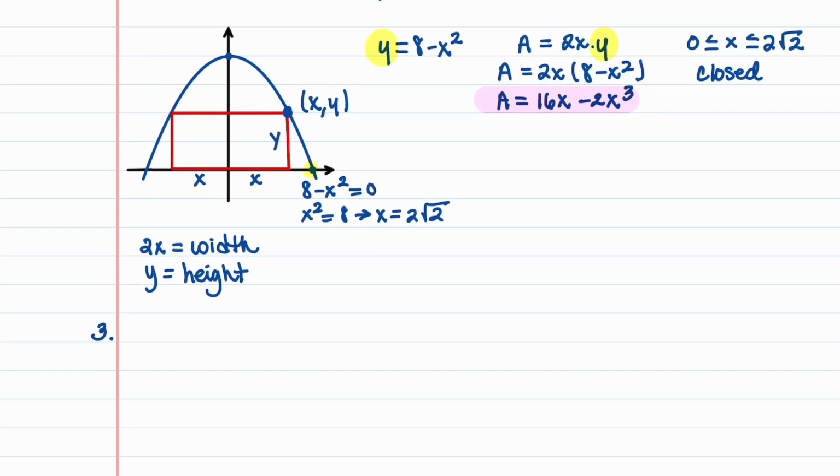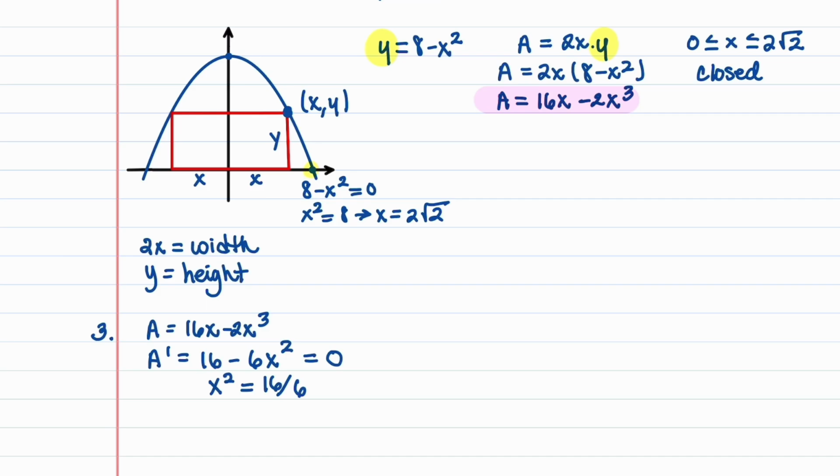Our third step is to take the derivative of our area function, set it equal to 0, and find the critical values. I'm going to rewrite A. A is 16x minus 2x cubed. Our derivative, A prime, is 16 minus 2 times 3 is 6x squared. And we are going to set that equal to 0 and solve for x. This gives us x squared is equal to 16 divided by 6.